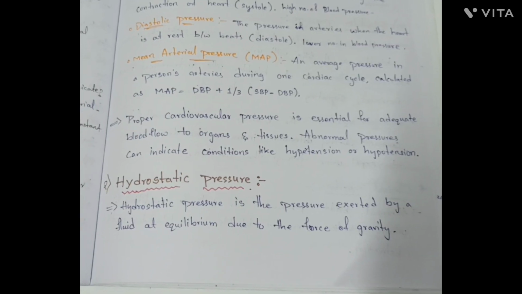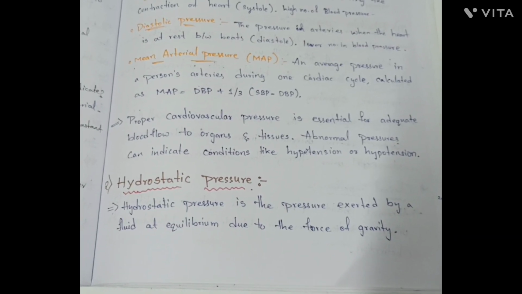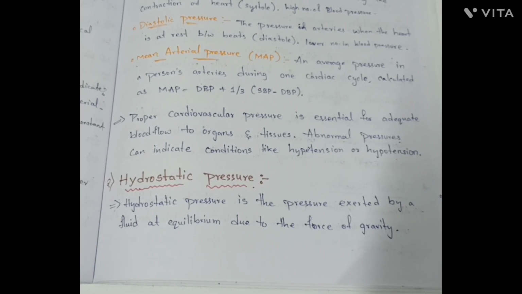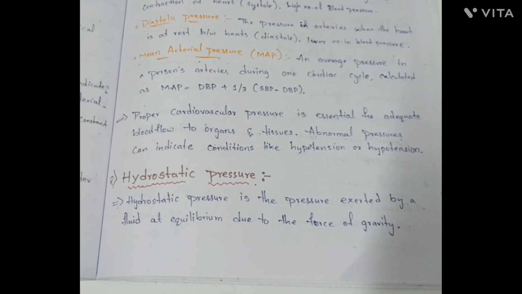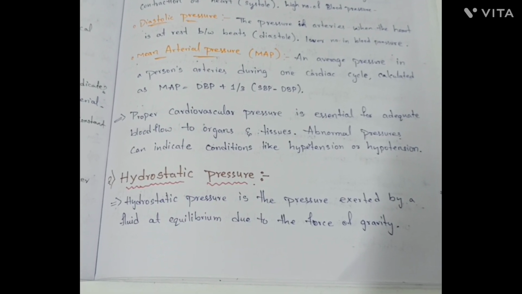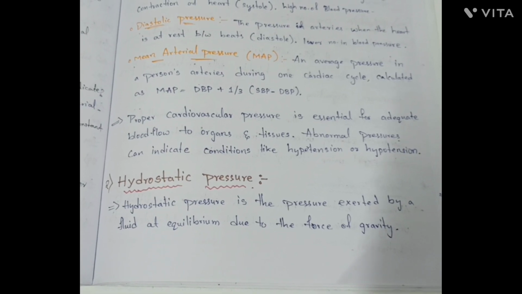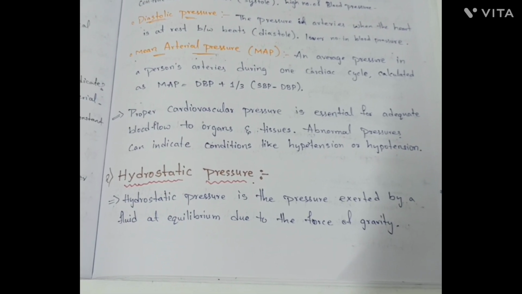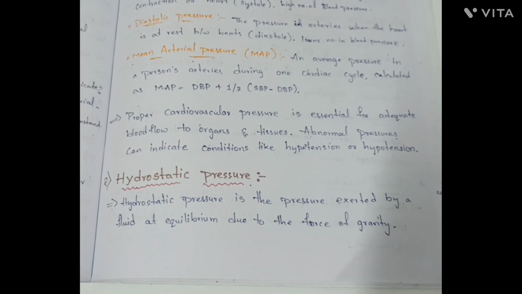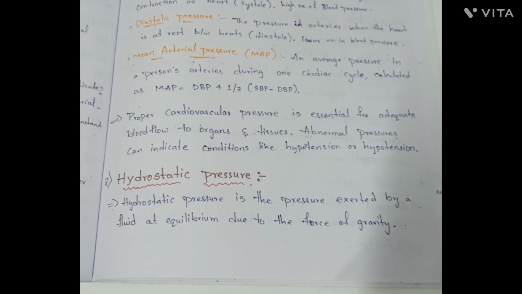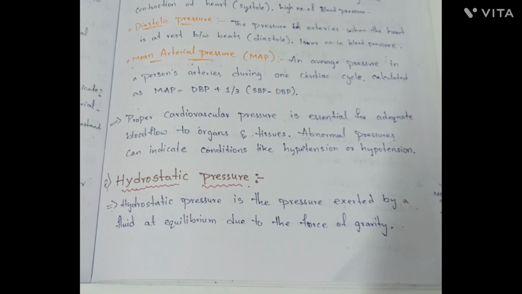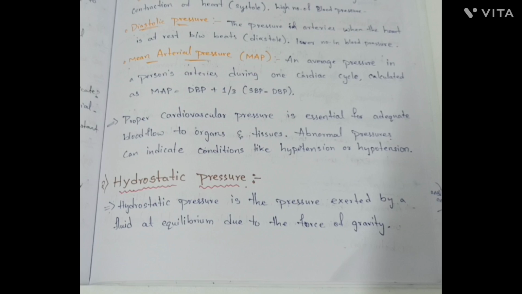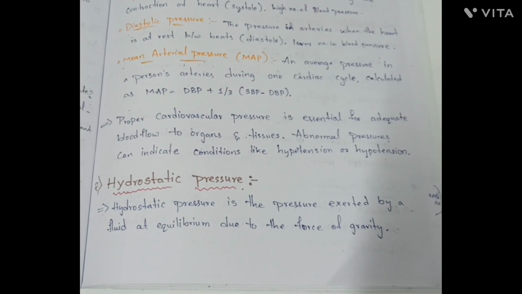Proper cardiovascular pressure is essential for adequate blood flow to organs and tissues. Abnormal pressures can indicate conditions like hypertension or hypotension. The second pressure is hydrostatic pressure. Hydrostatic pressure is the pressure exerted by a fluid at equilibrium due to the force of gravity.